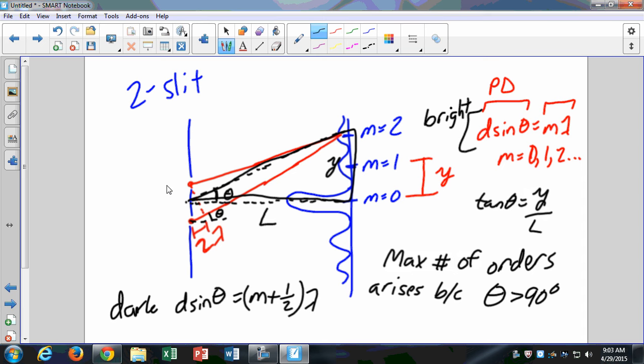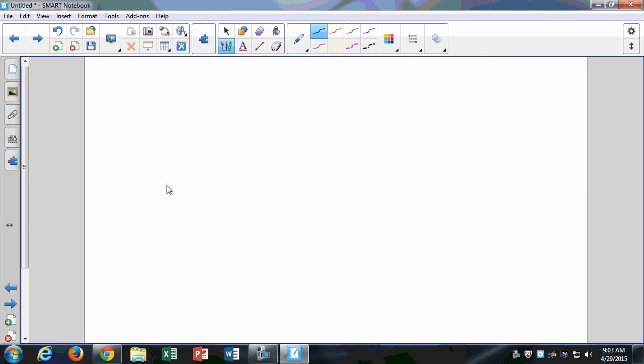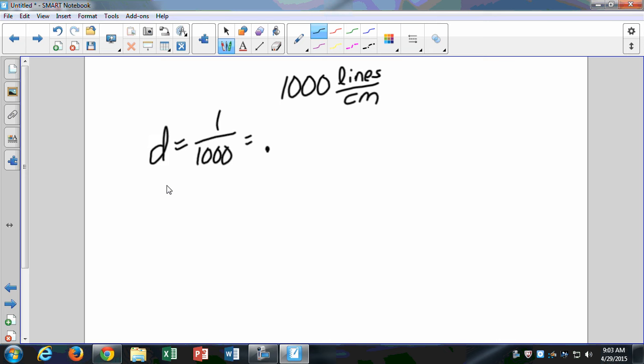And then diffraction gratings. Diffraction gratings work exactly like double slit diffraction for a similar reason, because of the geometry. But the other addition is that you'll often have to find d. For example, if I have a diffraction grating with 1,000 lines per centimeter, then I would find d as 1 over 1,000. That's 0.001 centimeters. That's going to be 0.00001 meters.